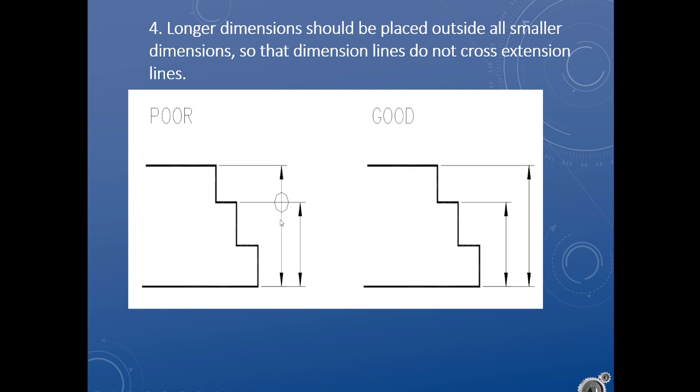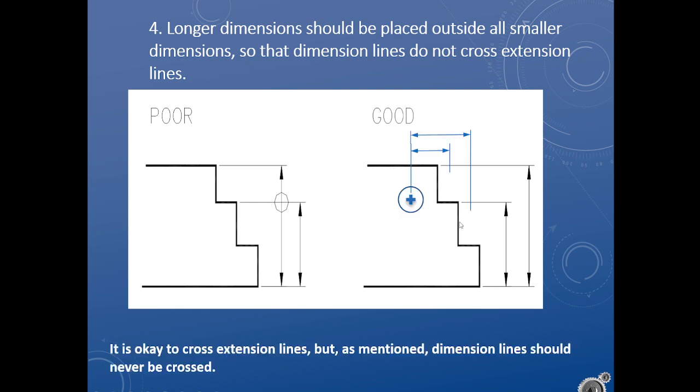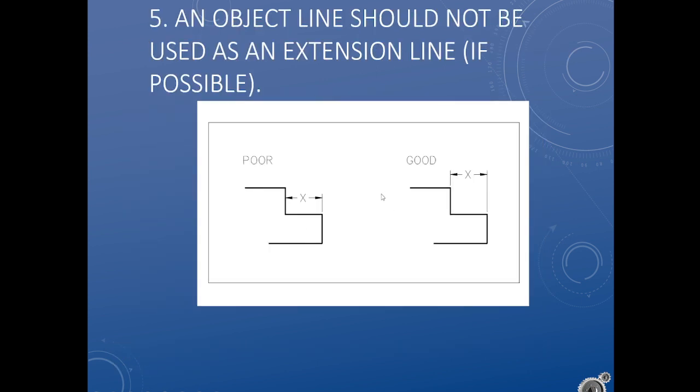Longer dimensions should be placed outside shorter dimensions to avoid crossing. We'll have another rule later about how we do not have crossing lines when possible. It is often necessary to cross extension lines. Do not cross extension lines over dimension lines. This is always bad. Wherever possible, keep your dimensions dimensioned to extension lines, not to object lines. So in this one, we want to drag this dimension off the part, so we're not dimensioning directly to the part.